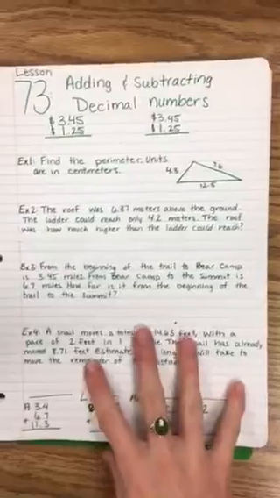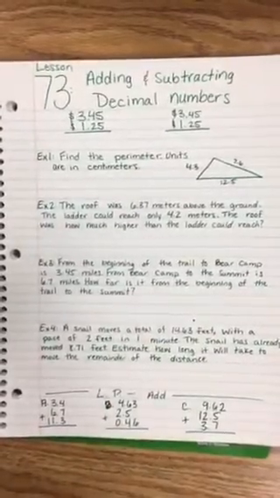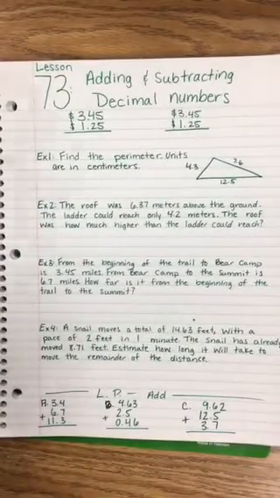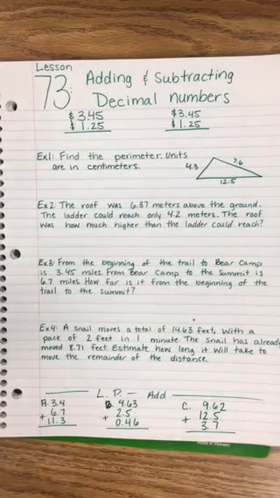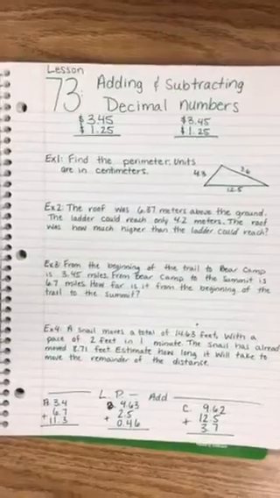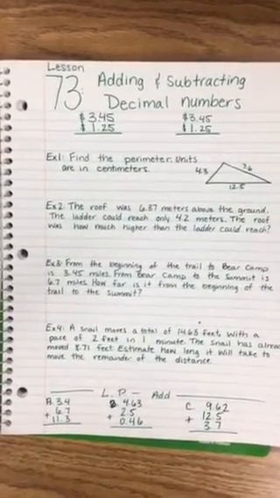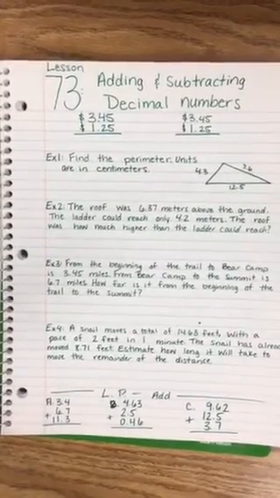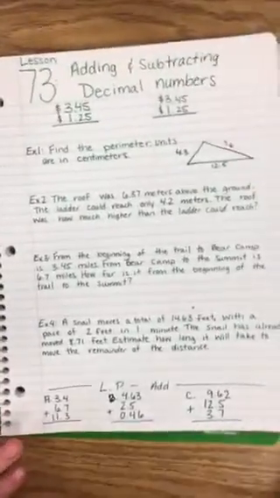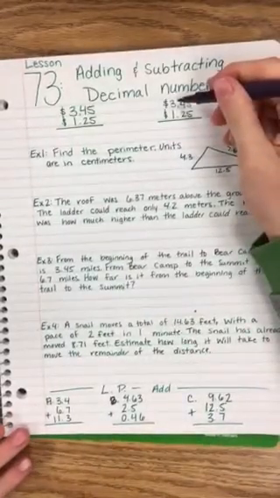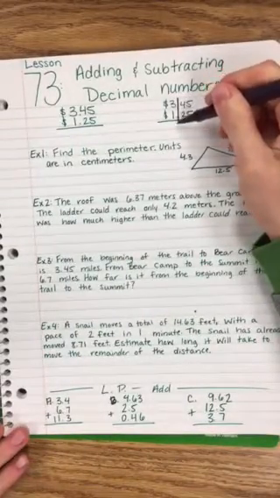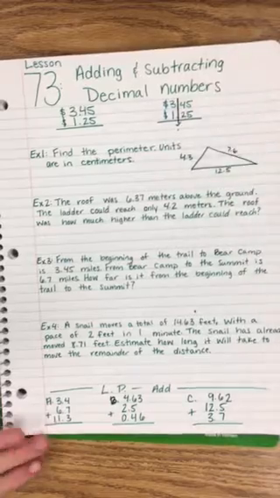Lesson 73 is all about adding and subtracting decimal numbers. So, when we add or subtract money, we write the numbers so that the decimal points are vertically aligned, which means that they are in a straight line from each other. They all go down and the decimal point comes down here.